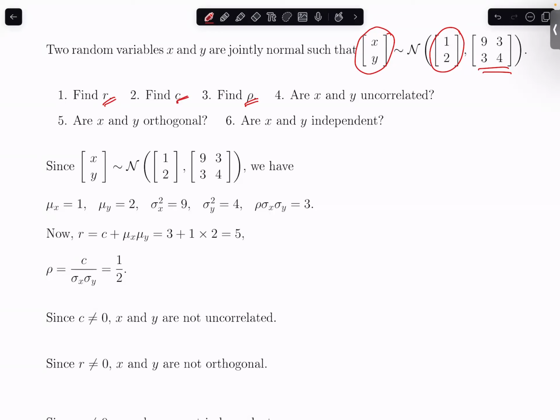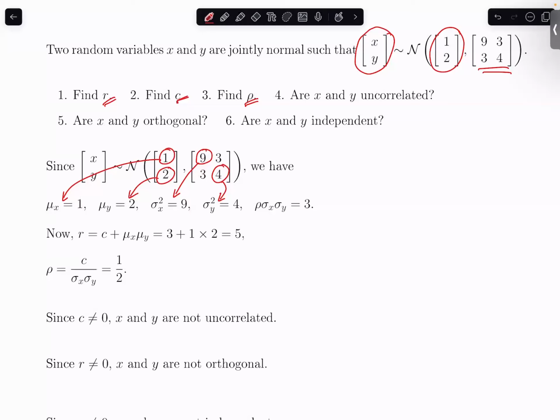Since we know the distribution for this random vector, from this distribution, we can directly read off some of the parameters. For example, the first element of the mean vector, that is mu x. The second element of the mean vector is mu y. The first diagonal element of the covariance matrix is the variance of the first random variable, that is x. So that is sigma x squared. The second diagonal element is the variance of y, the second random variable. So we can denote that as sigma y squared. So we can write that directly.